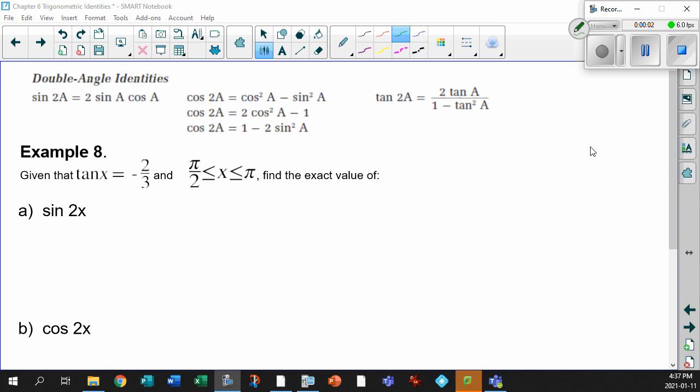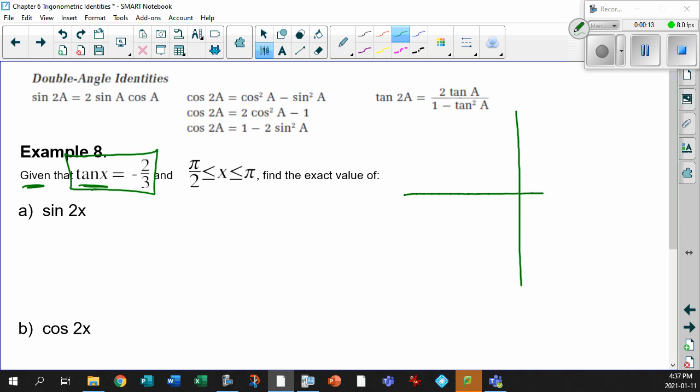Let's read this question first. Look, it says, given that tan x is that. I've given you the tan. Use it. Figure out where tan is. Remember, add sugar to coffee.